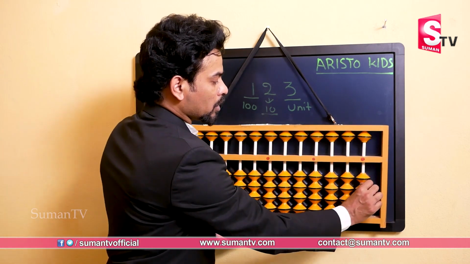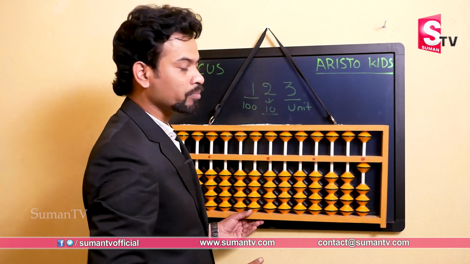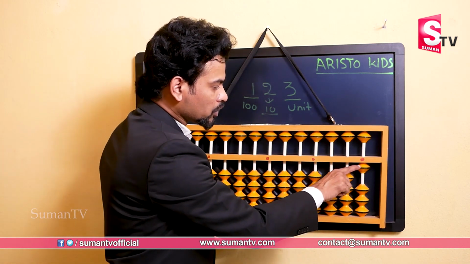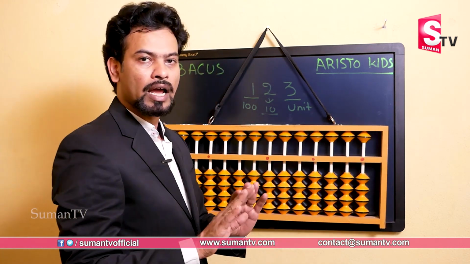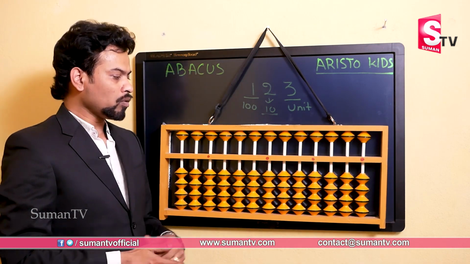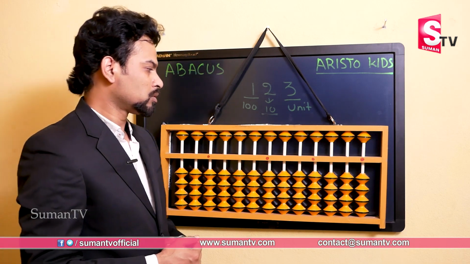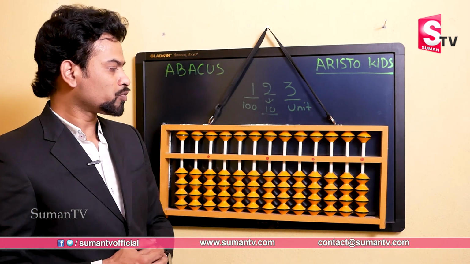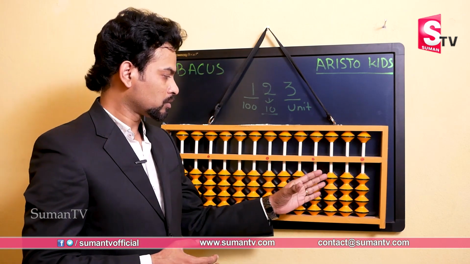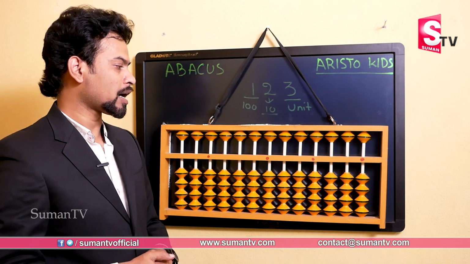It means if one bead goes up and touches this beam, then only it has some value. If it is not touching, then it does not have any value. Okay, so now we can start the calculation. As lots of small kids will be there to learn this abacus, I will teach you like a small kid, for better understanding.